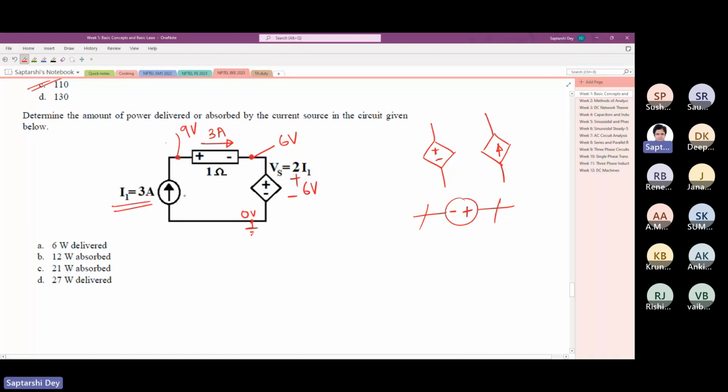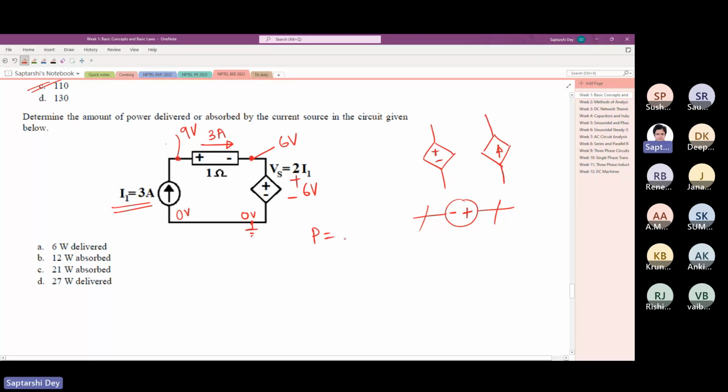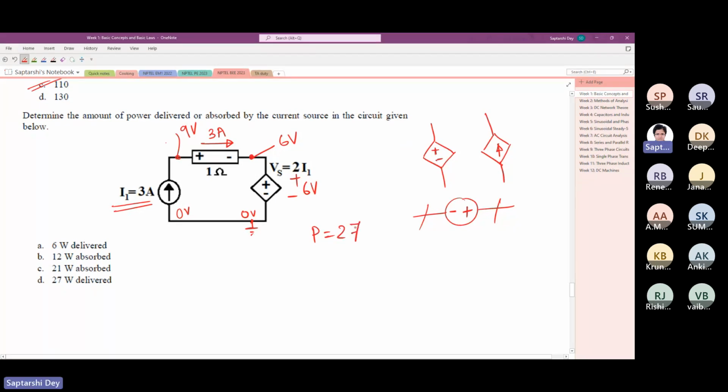Now we know that the voltage across the current source is 9 volt because this is at 0 volt. We took this line as 0. Since this is 9 volt, definitely the power is 27 watt. But the question is whether the current source is delivering power or absorbing power.